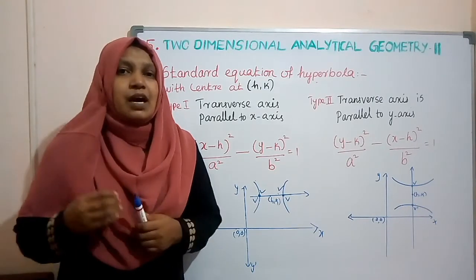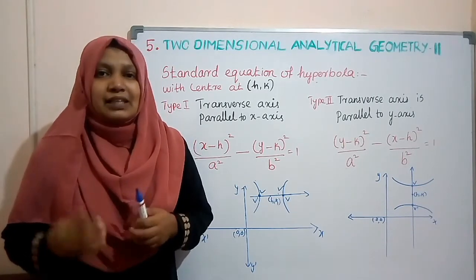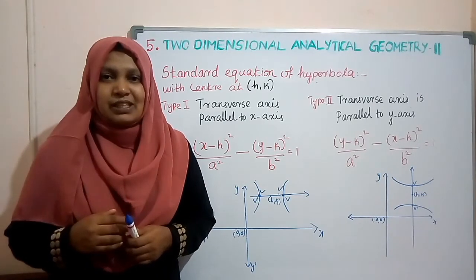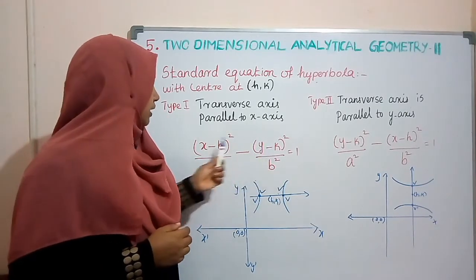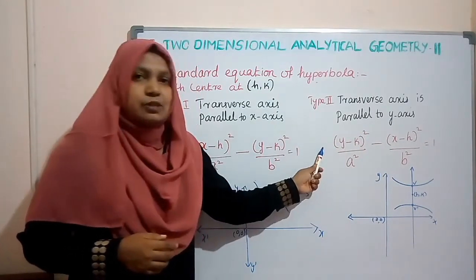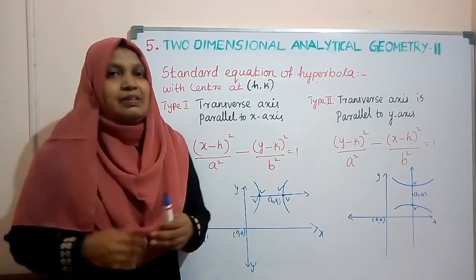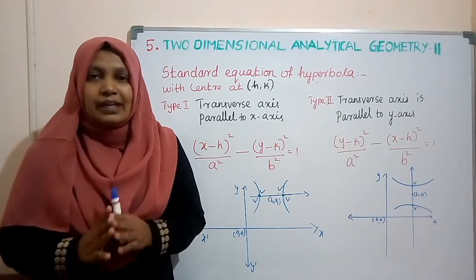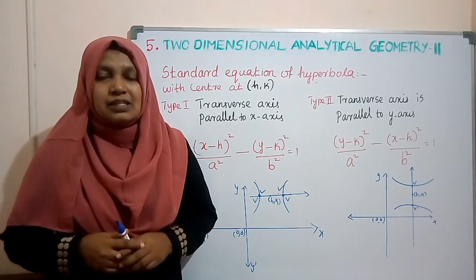So in ellipse, how did you decide the type 1 and type 2? Using the values of a and b: if a is greater than b and it is in the denominator of x square, it means type 1. Like that you decided. But here we decide type 1 and 2 using the numerator. If the x square term is positive, it is type 1, and if the y square term is positive, it is type 2. So no need to see whether a square or b square is greater or smaller; it doesn't matter. We have to see the numerator.